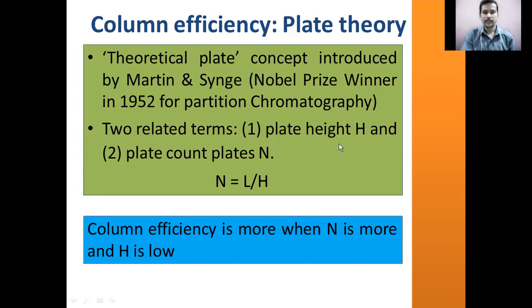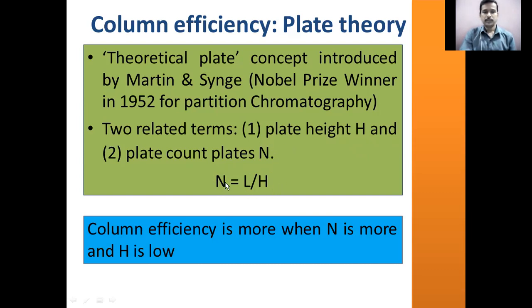So according to this Martin and Synge concept, two related terms, as I already indicated in the previous slide, are required to be mentioned here. Plate height denoted by h and plate count denoted by n. Individual plate will have its own height, and the plate number is denoted by n. If there are 100 plates, n will be 100. If there are 100,000 plates, n will be 100,000. Like this. How are they related?